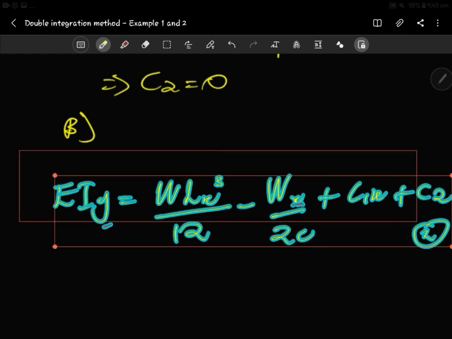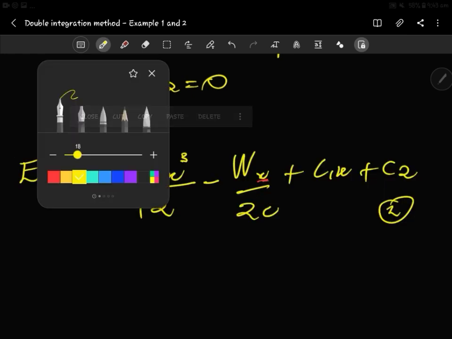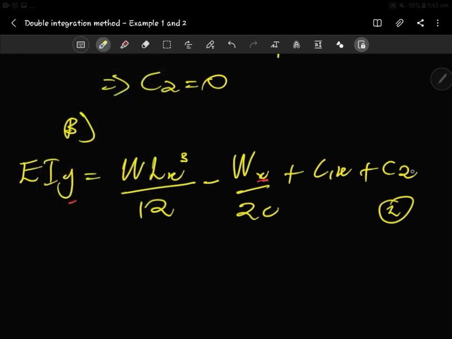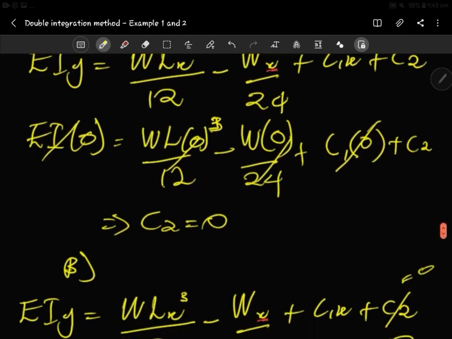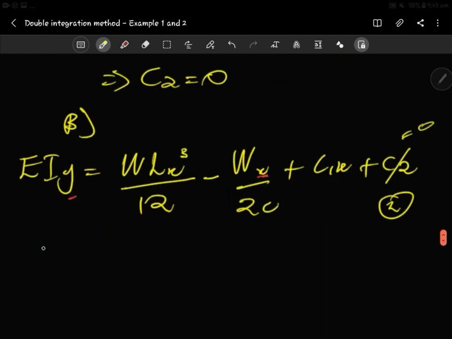Now we have this, and then we know that C2 here is actually 0. Now we put the second set of conditions to find out where it is, which is x equal to L, y equal to 0. I don't need to write this out always, but I'm just writing this so you can follow.